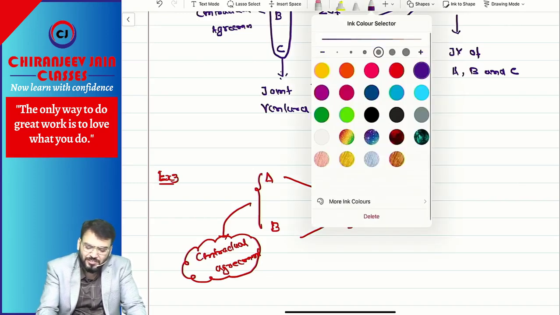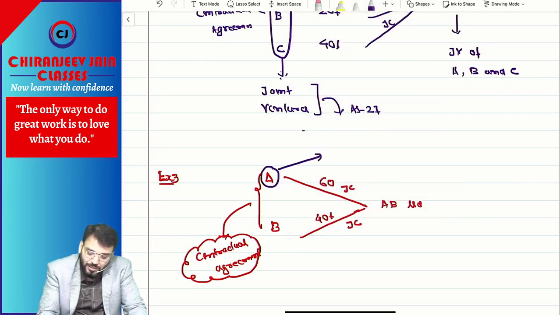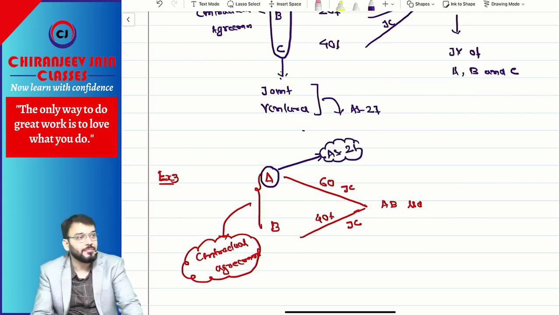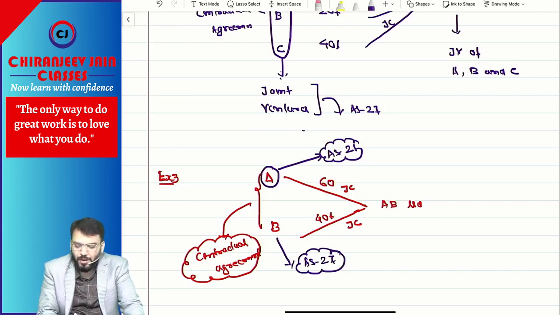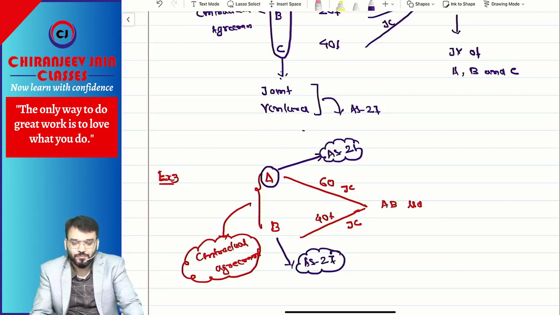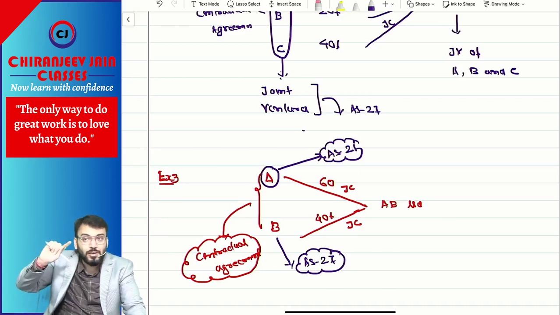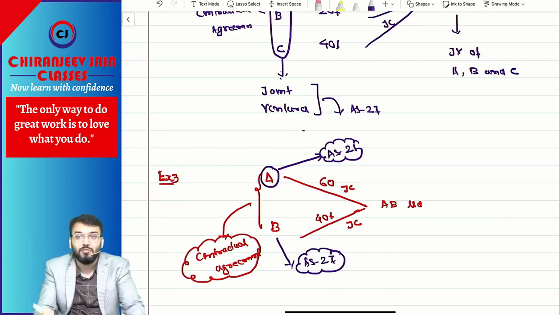So one justification given for A is that AS21 is applicable, because the control definition in AS21 will override this, as they are having more than 50%. And for B, AS27 will be applicable. So this is a point. Understood? Even though they are under a contractual agreement, the control definition given in AS21 will override this requirement, because A is having more than 50%. So can I say AB Limited becomes a subsidiary of A, and a joint venture of B?